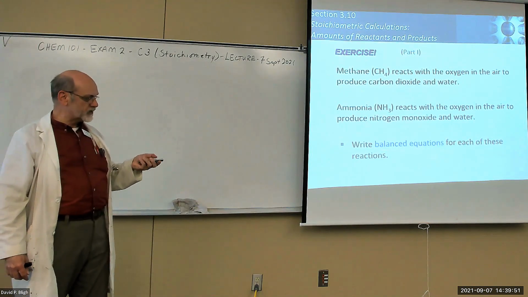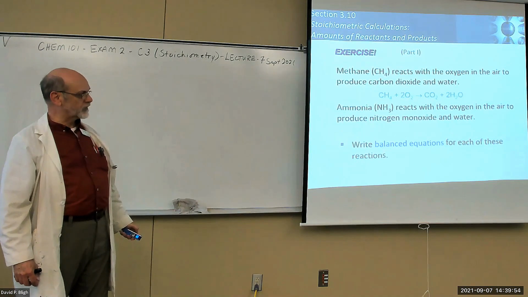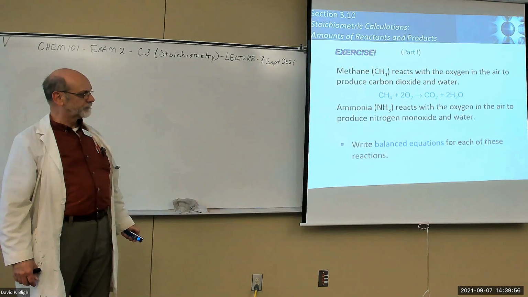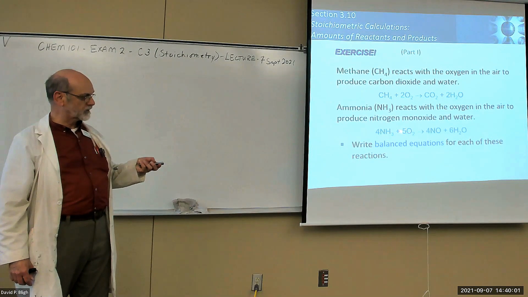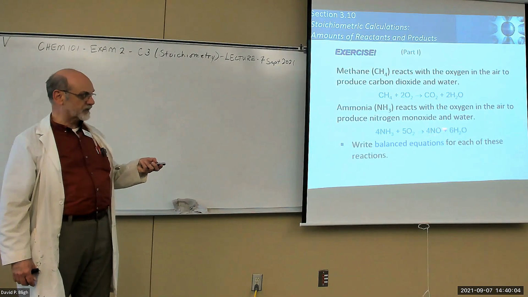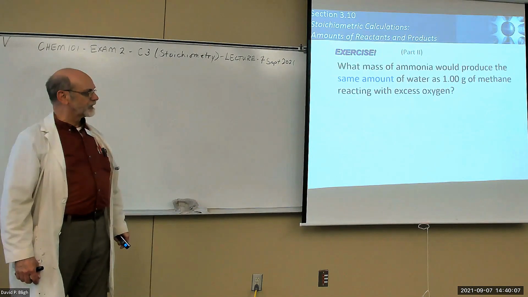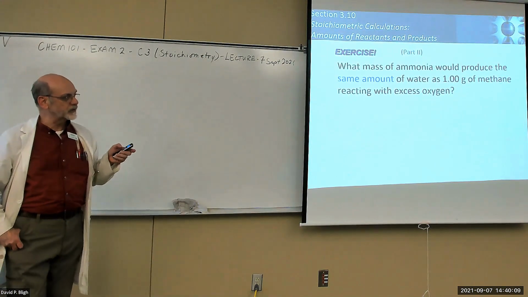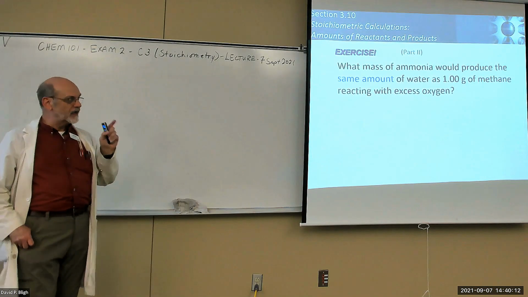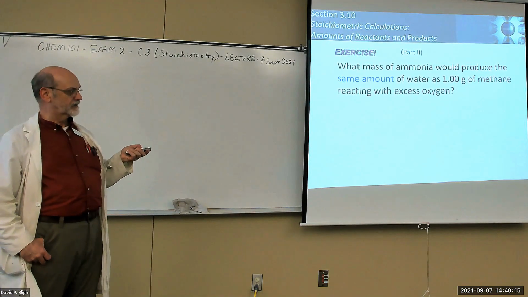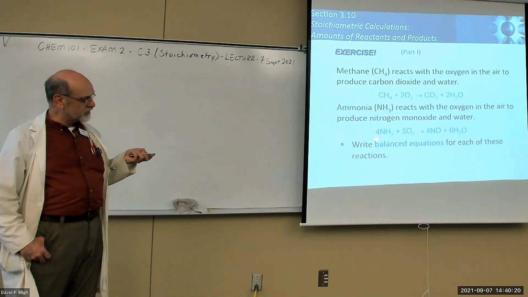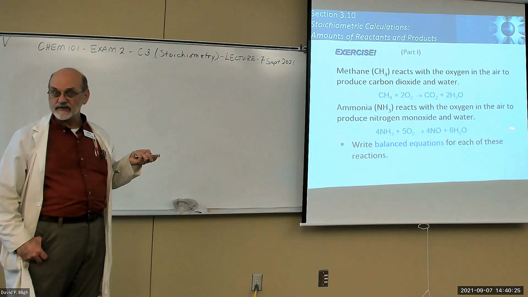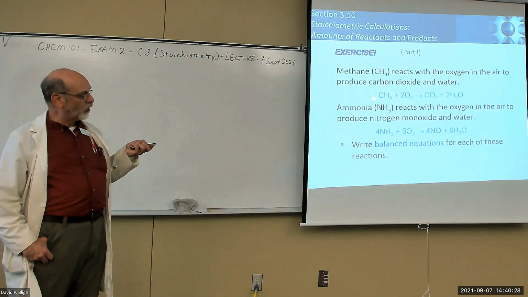Once you have these balanced equations, here we go. There's a balanced equation for that one. Here's a balanced equation for that one. Ammonia, oxygen, nitrogen monoxide, and water. And then we want to know what mass of ammonia will produce the same amount of water as 1 gram of methane. So if we look at those equations, we want to know how much of this it will take to produce the same amount of water mass as 1 gram of this.